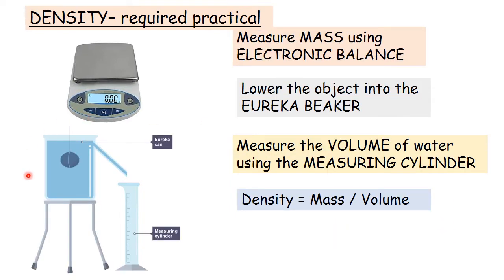If it's an irregular object, a strangely shaped stone or something you can't measure the volume of with a ruler, then we're going to do the practical slightly differently. We'll still measure the mass of the object on the electronic balance, so put it on the balance and write down its mass in kilograms. But we're going to use our Eureka can to measure its volume. Lower the object into the Eureka can and measure the volume of water that comes out using your measuring cylinder. Now you've got the mass and the volume of the object, you can calculate density equals mass divided by volume.